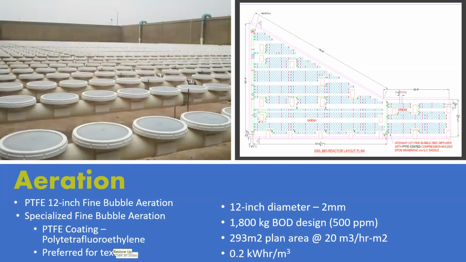One of the things we had to think about was media migration. How do we keep media out of the corners? How do we keep media from moving to one end or the other? So it was a very special aeration design. We had a high diffuser density on this application. We did use a PTFE coating for the aeration systems.